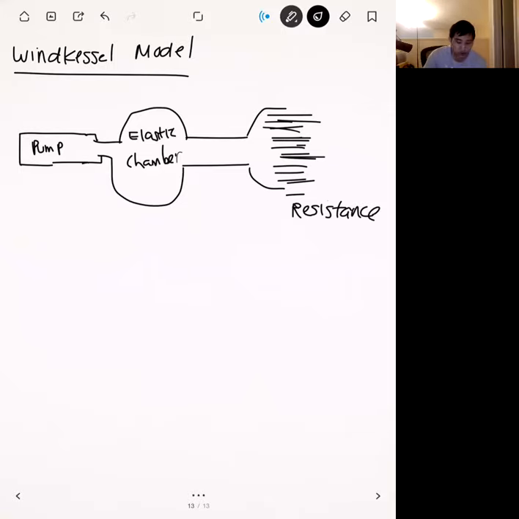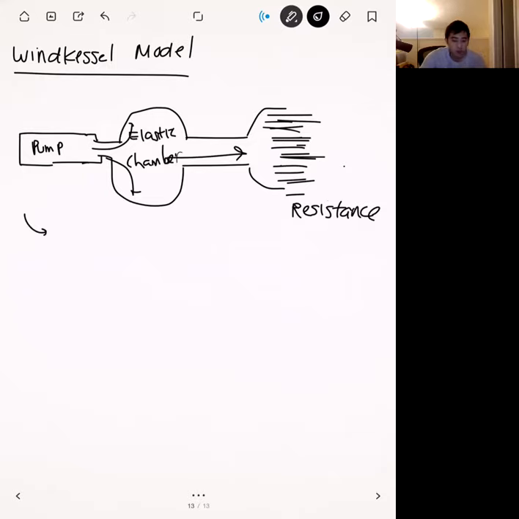Right. And so the way this works is that when the pump pumps, or when it ejects flow, a lot of that flow is going to go into the elastic chambers, right? And so the elastic chamber is going to inflate, and some flow will still go downstream, but not that much. And then over time, the elastic chamber is going to kind of deflate, and that's going to lower the pressure.